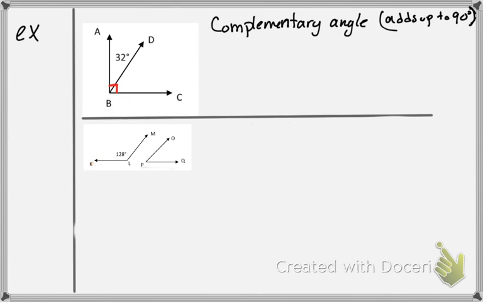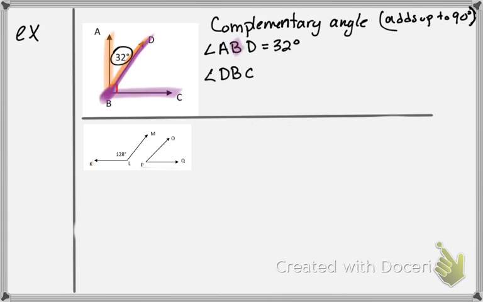So if I write down what these angles are, I can write down angle ABD. I'm going to write a little symbol for angle. ABD is equal to 32 degrees because it tells me right here it's equal to 32 degrees. If I try to find the other angle, DBC, notice they have the same vertex. So the middle letter is going to be the vertex, right?